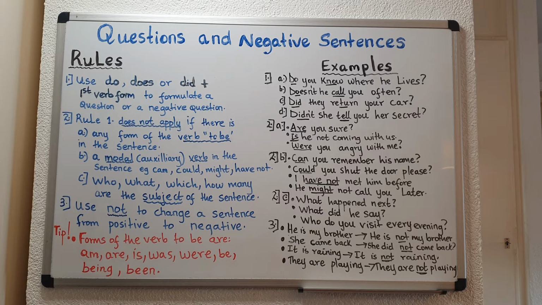Example B. Doesn't he call you often? So example B is a negative question. In the positive form, it would be, does he call you often? But then when we change it to negative, then we say, doesn't he call you often? Remember, doesn't is a combination of does and not. Yeah? Does he call you often? Doesn't he call you often?